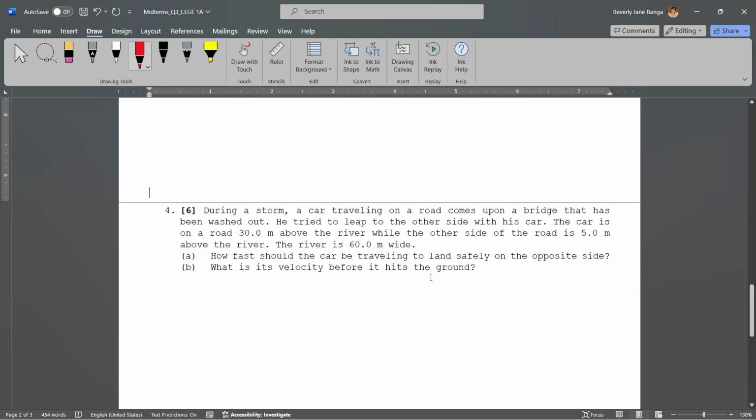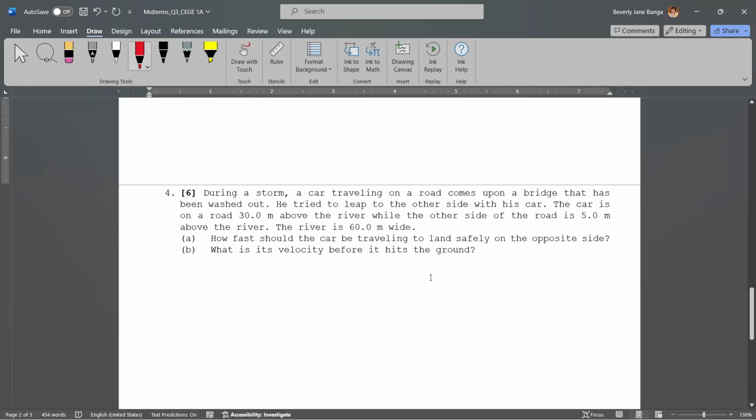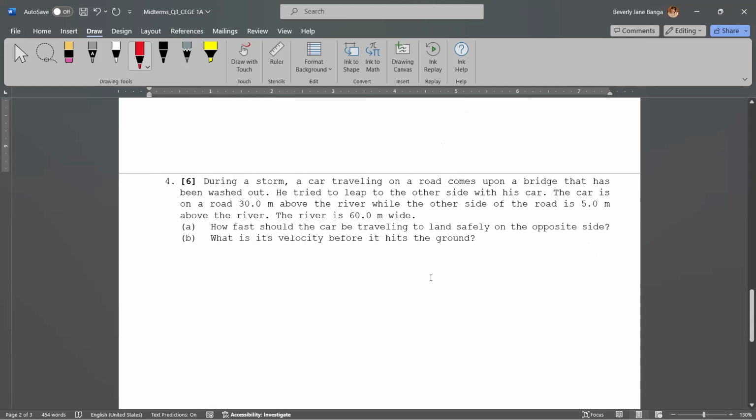Okay. So during a storm, a car traveling on a road comes upon a bridge that has been washed out, blah, blah, blah. How fast should the car be traveling to land safely on the opposite side? So you have a bridge, washed out. So, dapat may katuloy siya. Pero, nasira. Okay? I tried to leave on the other side.